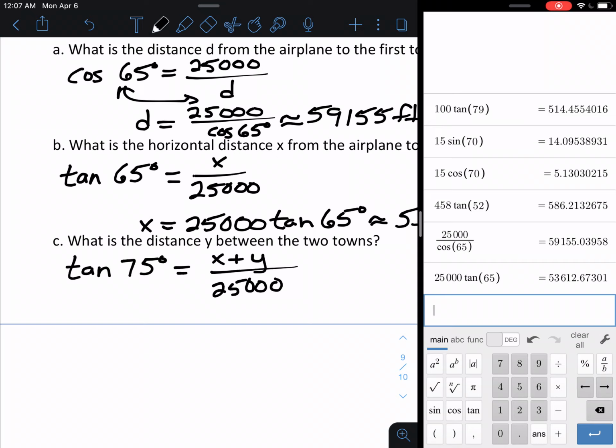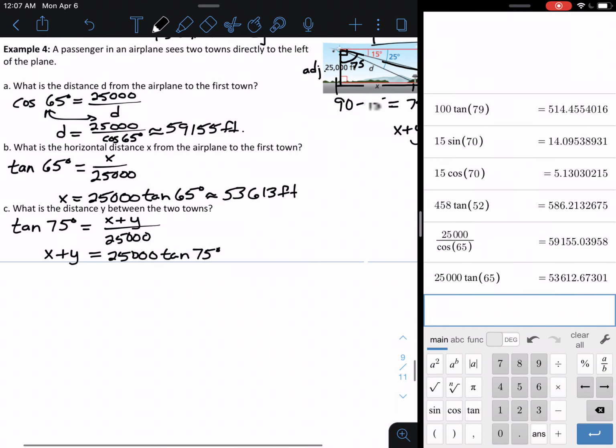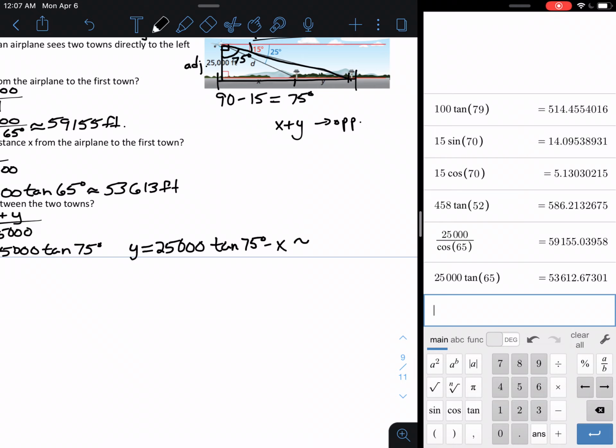Okay, so then setting this one up, let's go ahead and multiply by 25,000 on each side. So we would have x plus y is equal to 25,000 multiplied by the tangent of 75 degrees. And so then to get y by itself, we're just going to take that 25,000 multiplied by tangent of 75 degrees and subtract x from it. Okay, so let's go ahead and type that in. Let's see what that comes up with.